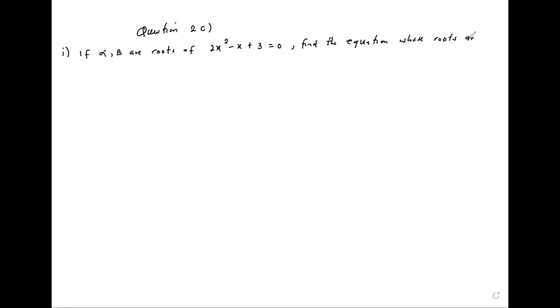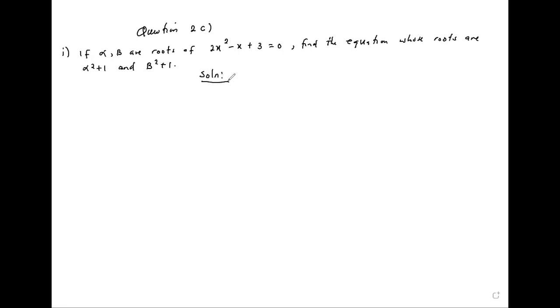We're now on question 2C. C1, if alpha, beta are roots of 2x squared minus x plus 3 is equal to 0, form the equation whose roots are, find the equation whose roots are alpha squared plus 1 and beta squared plus 1.